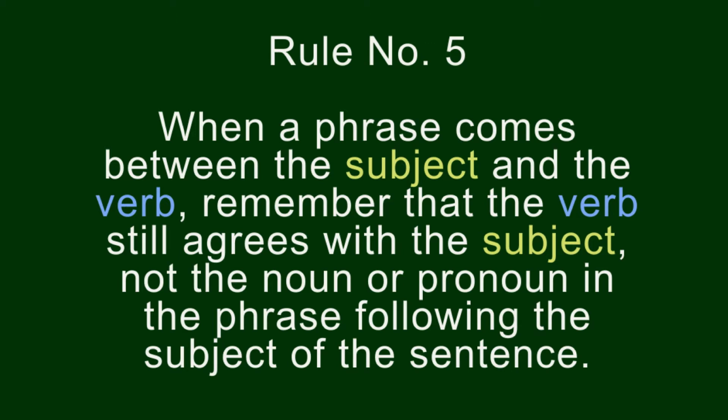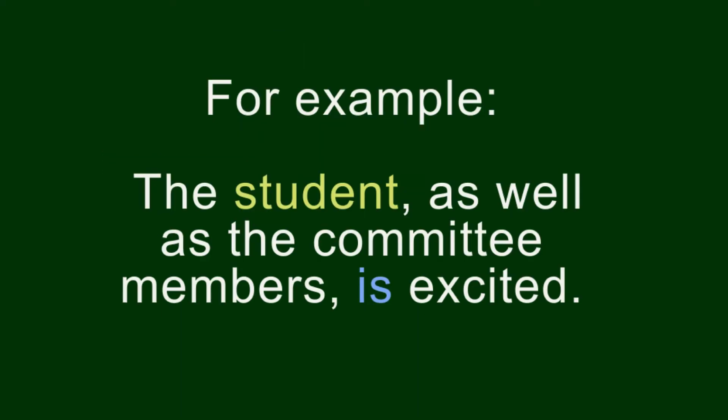Next rule. When a phrase comes between the subject and the verb, remember that the verb still agrees with the subject, not the noun or pronoun in the phrase following the subject of the sentence. For example, the student, as well as the committee members, is excited. So, disregarding the phrase or the nouns inside the phrase, as well as the committee members, the noun to which your verb must depend on is the first one, which is the student.